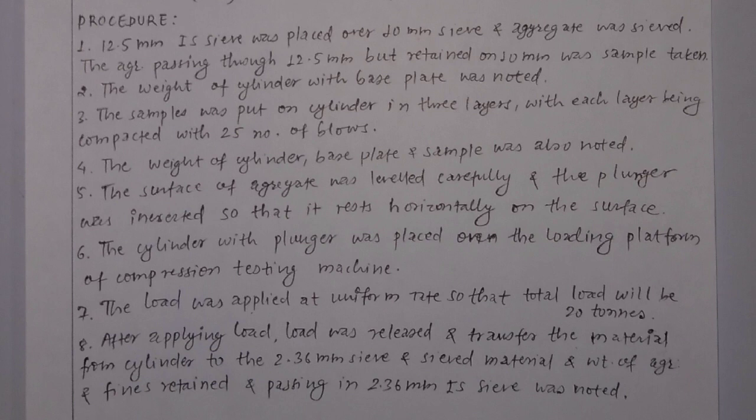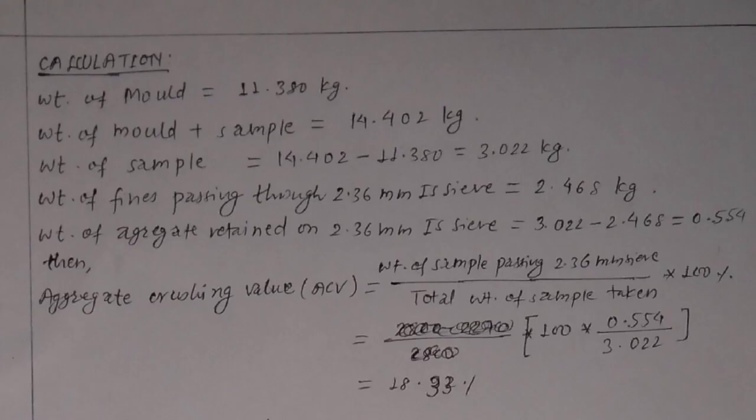After applying, the load was released and the material was transferred from the cylinder to the 2.36 mm sieve and sieved, and the weight of aggregate retained and fines passing through the 2.36 mm IS sieve was noted. Now let's follow all these procedure steps one by one. After that we will also discuss the calculation. Okay, so let's follow all the steps of the procedure.